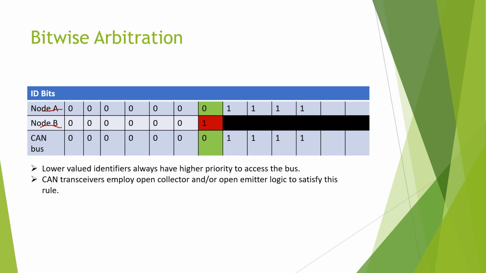Here we see in this particular bit of the identifier, there is a difference. Node A is sending 0 and node B is sending 1. As we said earlier, the lower value identifiers have a higher priority and the dominant is 0. So node A wins this. Node B loses the arbitration, so node B will re-request the message for later transmission. As we see, after the first recessive bit was sent by node B, it stopped transmitting. The data which was supposed to be sent by node A will be there on the CAN bus. This is how the arbitration will take place.